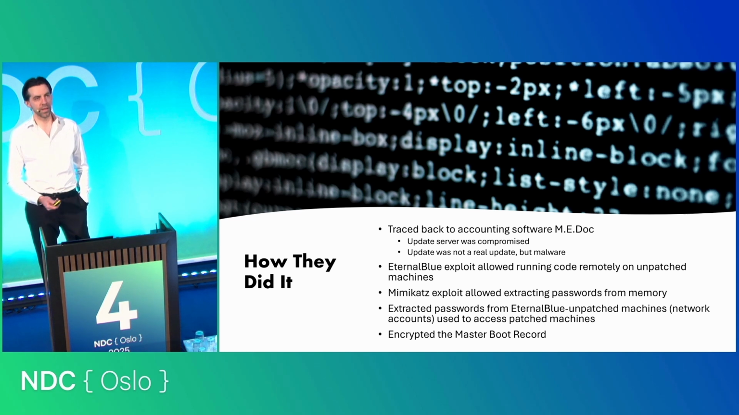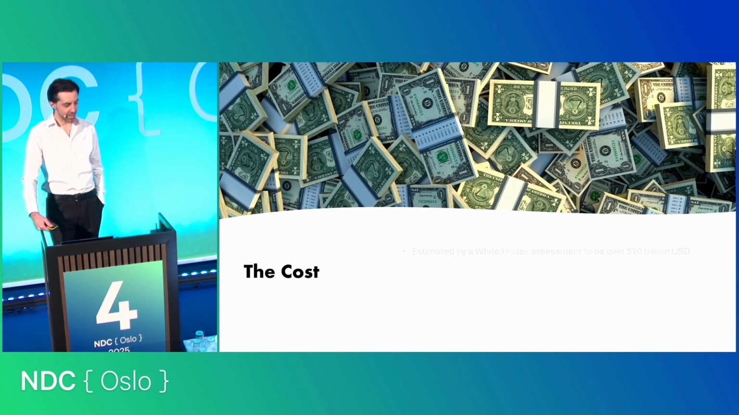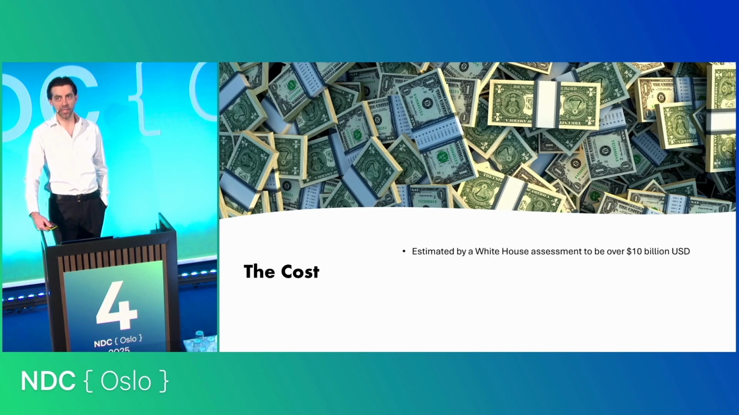After that, they encrypted the master boot record. It wasn't ransomware. They didn't ask for money to try to decrypt it. They were just trying to cause damage. So they encrypted the MBRs and then bailed, and that spread across the world. The cost of this one was also pretty significant, $10 billion estimated.